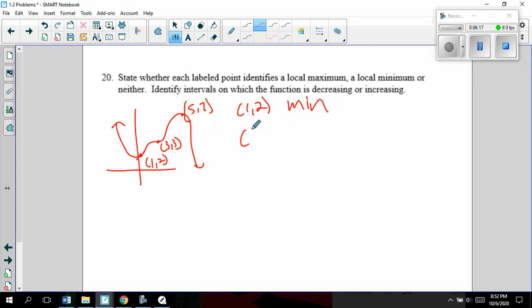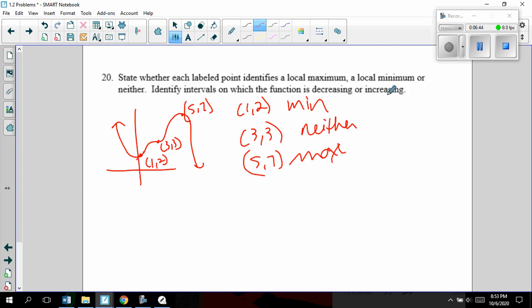3, 3. Now, there's a part of you that might want to be like, okay, well, maybe it's kind of a minimum. But when we talked about local mins and max, we said you had to change directions, change increasing to decreasing. You slow down here, but you don't go back down. So this is your neither. It's just like a pause, and then you keep going up. And then 5, 7 would be your maximum.